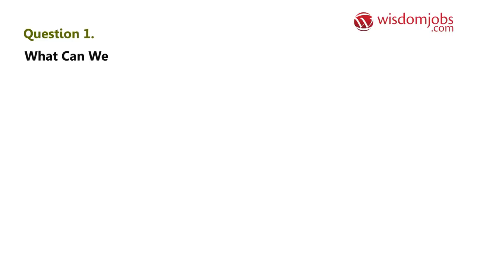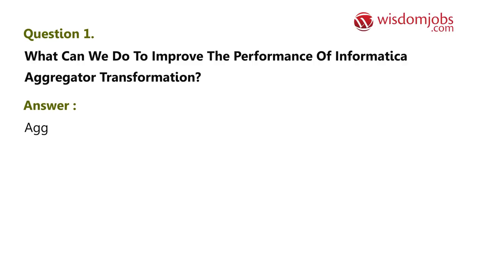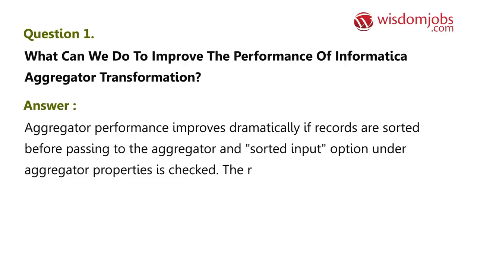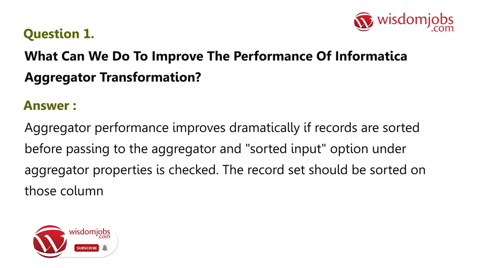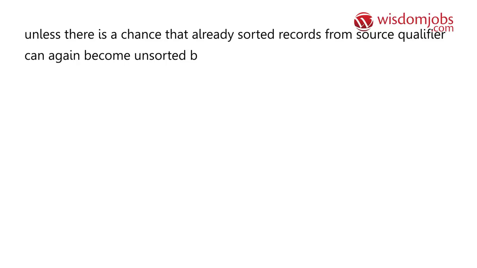Question 1. What can we do to improve the performance of Informatica aggregator transformation? Answer. Aggregator performance improves dramatically if records are sorted before passing to the aggregator and the sorted input option under aggregator properties is checked. The record set should be sorted on those columns that are used in the group by operation. It is often a good idea to sort the record set at the database level, e.g. inside a source qualifier transformation, unless there is a chance that already sorted records from the source qualifier can again become unsorted before reaching the aggregator.